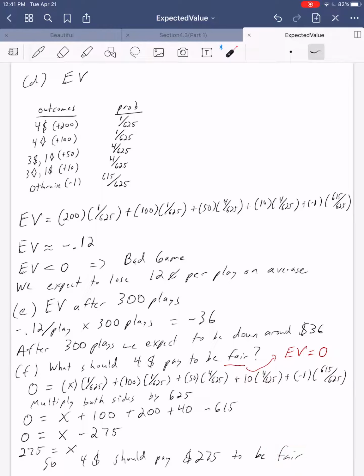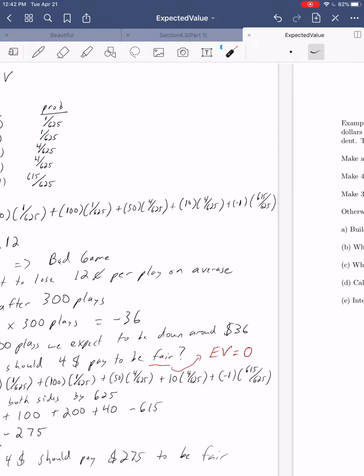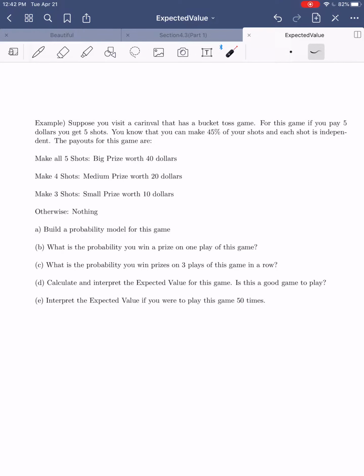All right, so that was a little bit more complicated of an example than some of the other ones we did with expected value. Let's look at one more that uses a very special technique we learned from probability to analyze some expected value. All right, so we've got one more example here.